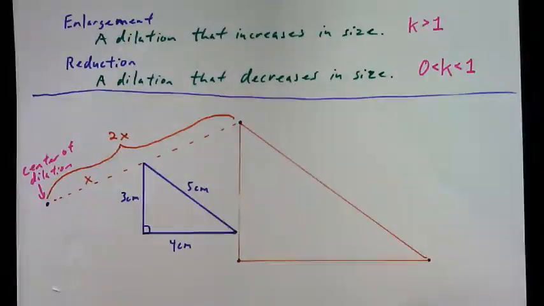Okay, 3.5. What's 3.5 doubled? Is it 7? 7. Alright, so you can put your double dilation. How'd you do that?